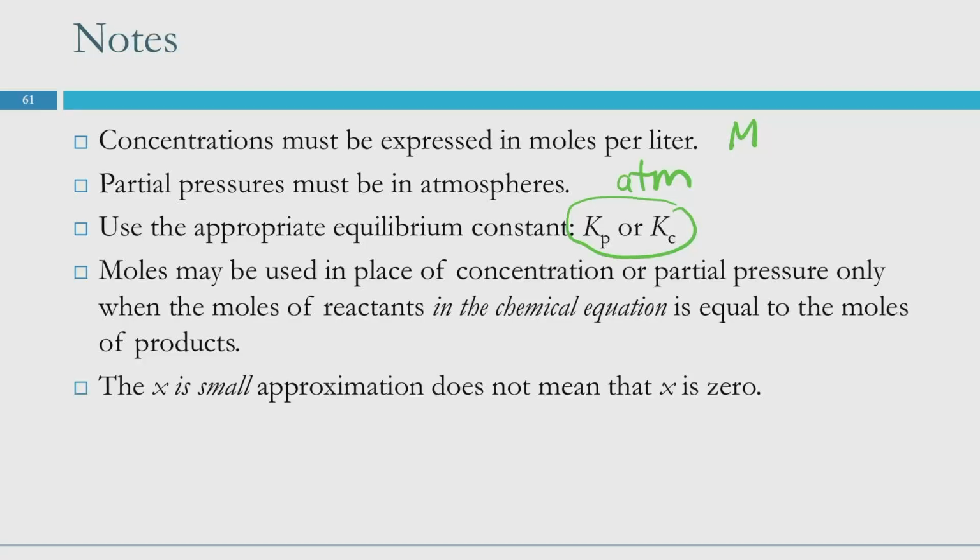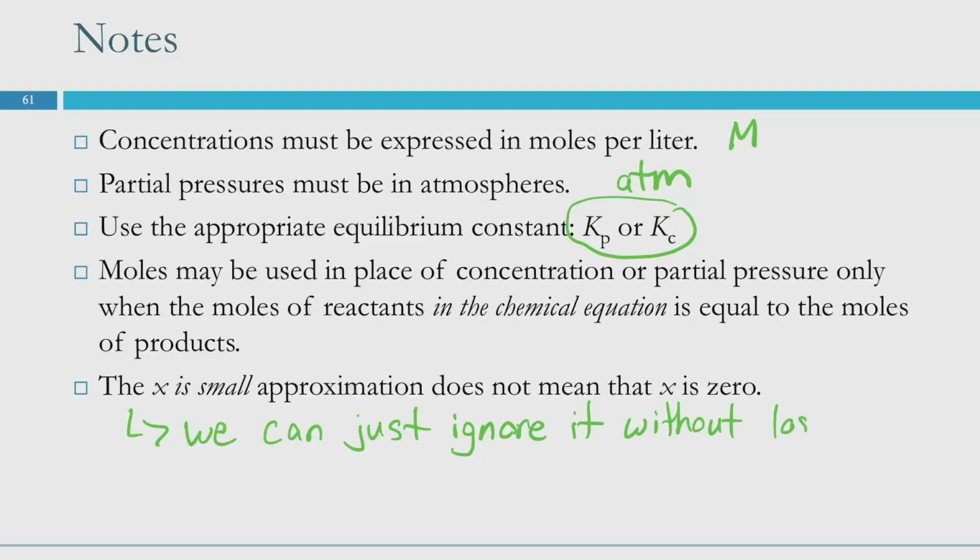And our X is small approximation doesn't mean that X is 0. It just means that it's really close to 0, and so we're not losing that much information. We're not being that inaccurate by ignoring it. So we can ignore it without losing too much accuracy.